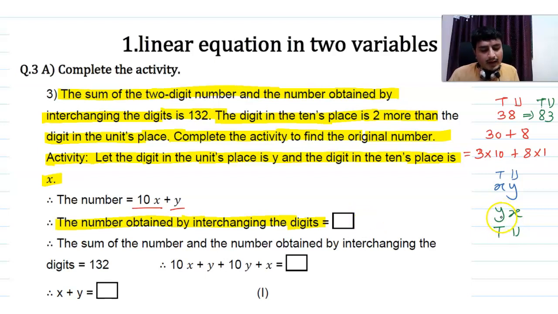Now once y is at the tens place, we have to multiply y by 10, so that we are getting 10y plus x at the ones or the unit place, so x should be multiplied by 1.